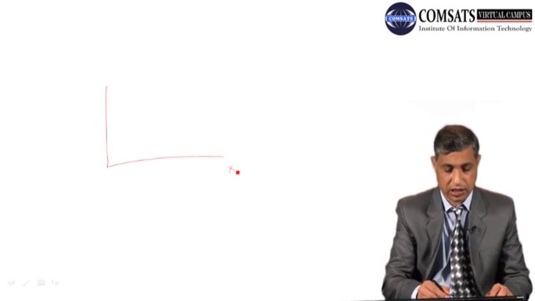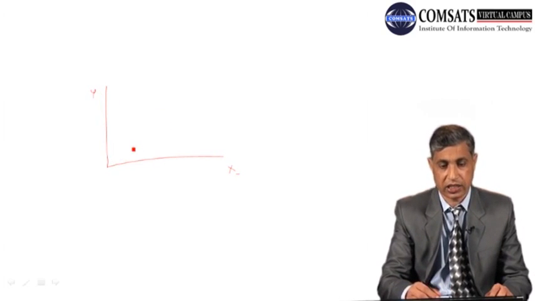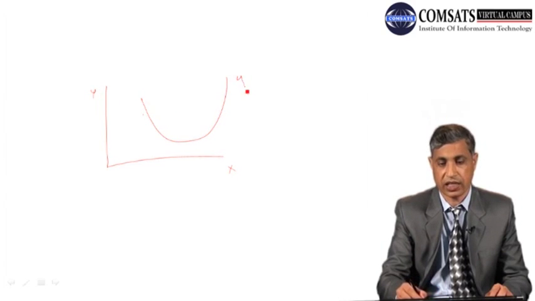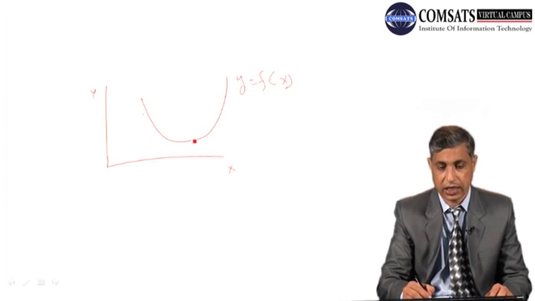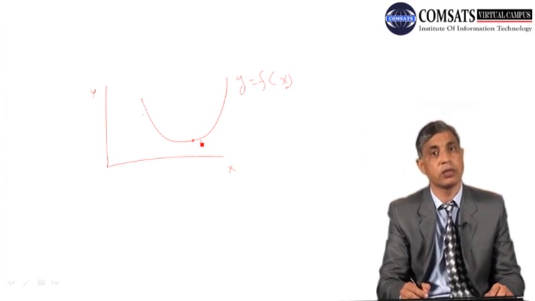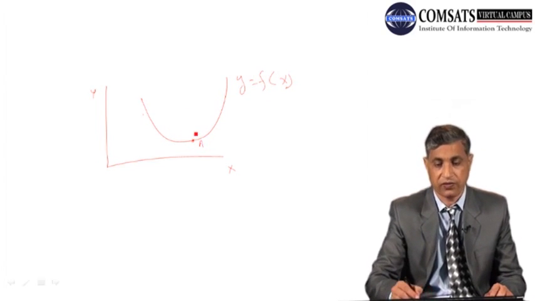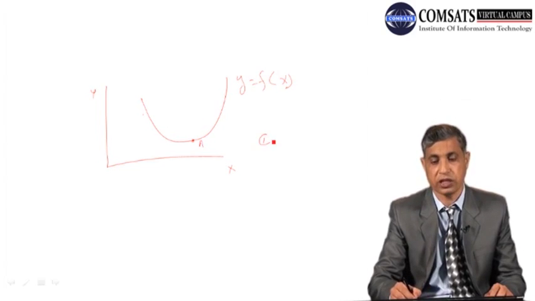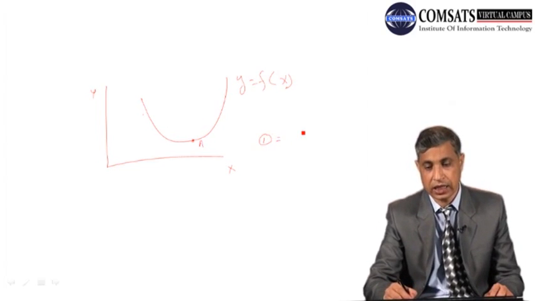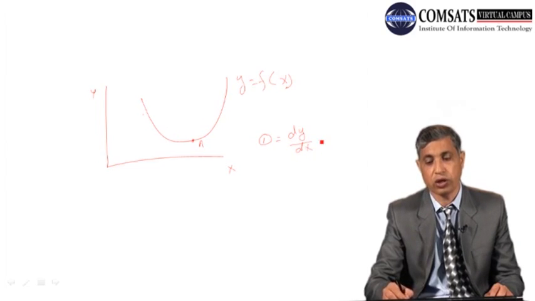This is x, this is y, and if this is the function, I say y is a function of x. Now this is the point, and I say that this is the minimum point. So what this means, the first condition, that is the necessary condition, is that dy over dx should be equal to 0.